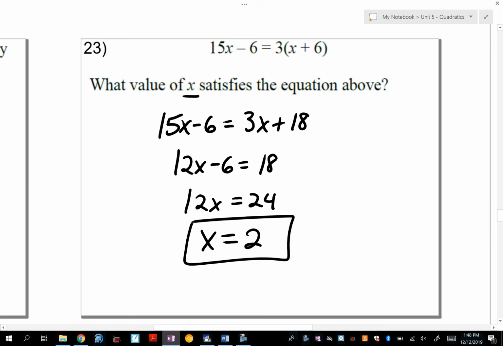Gotcha. And this one did not say, okay, now plug it into 2x plus 6 just for fun. So at least you can move on quickly with this one.